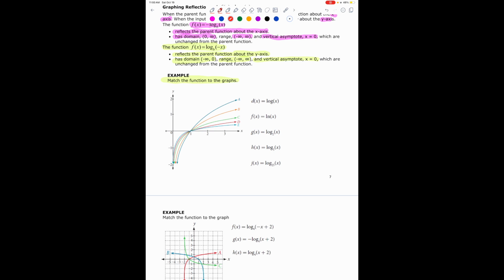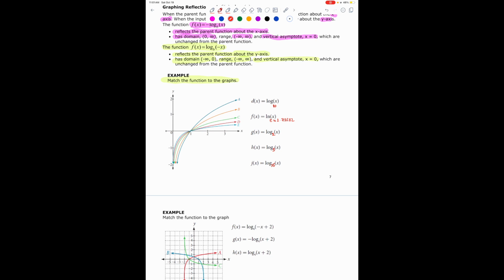d of x is log of x, which means the base is 10. f of x is the natural logarithm of x, whose base is e, which is approximately 2.718282. And then g of x is log base 2, so the base is 2, which is clear here. h of x, the base is 5. And j of x, the base is 25.